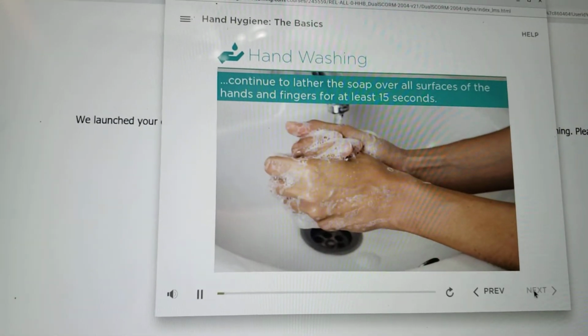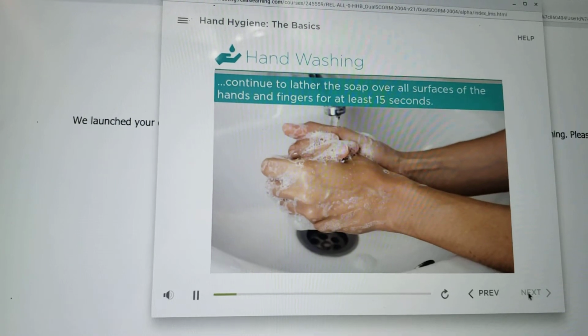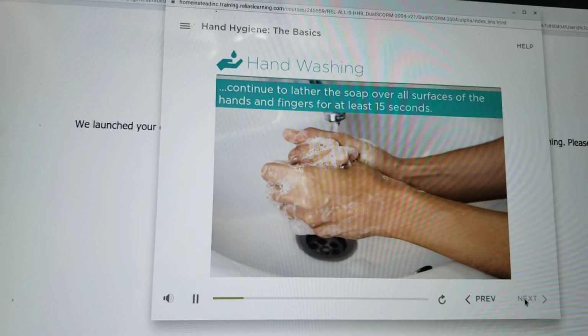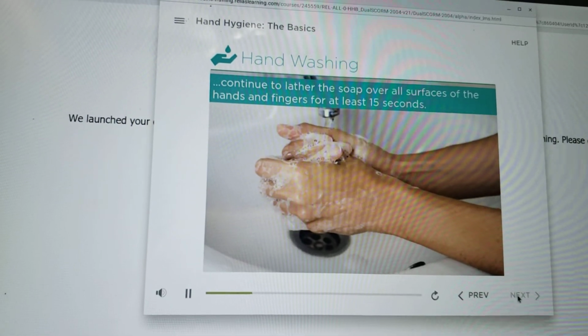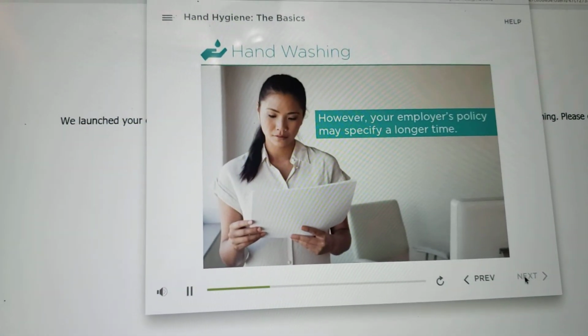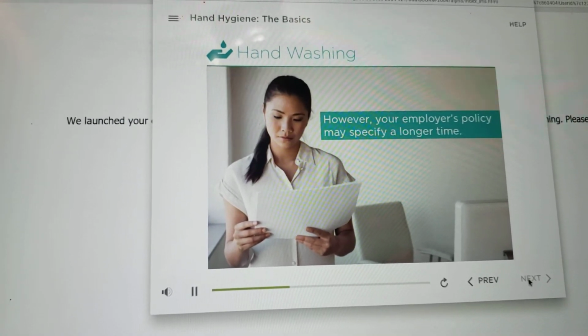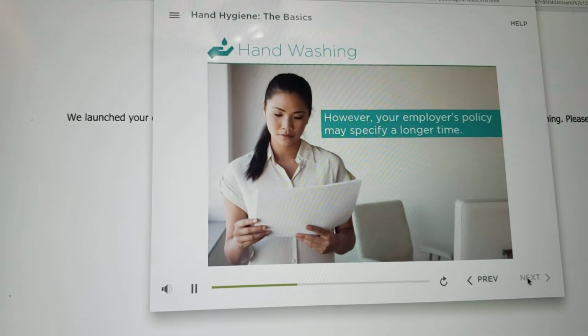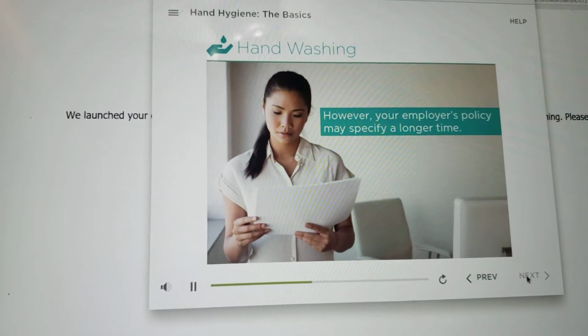According to the CDC, you should continue to lather the soap over all surfaces of the hands and fingers for at least 15 to 20 seconds. Per the CDC, either time is acceptable. The primary focus should be on performing hand hygiene at the appropriate times. Your employer's policy may specify a longer time for hand washing, so make sure you are familiar with your employer's specific policy.